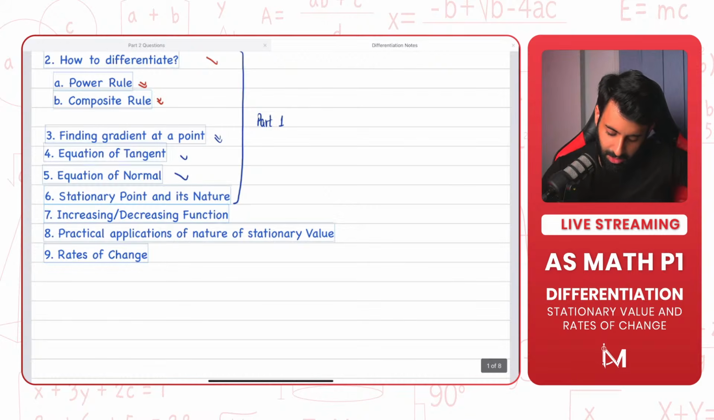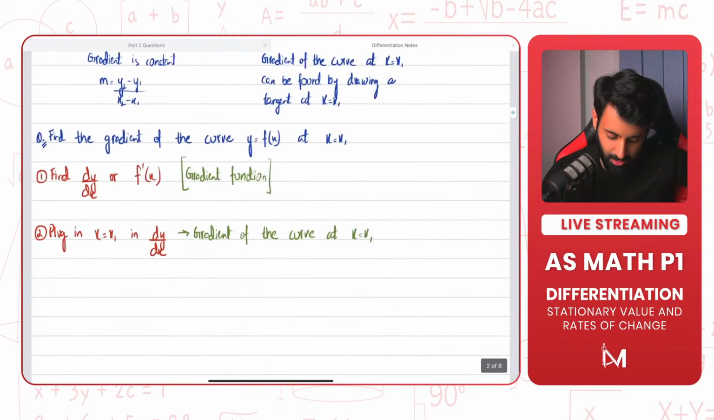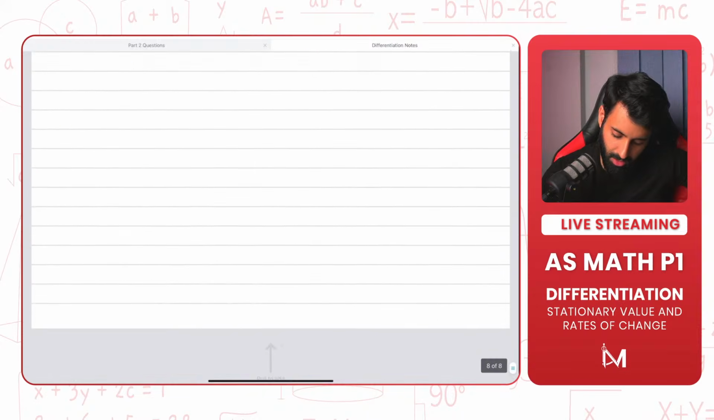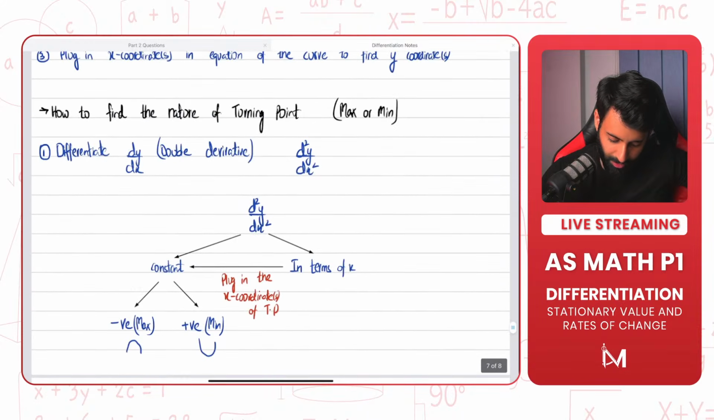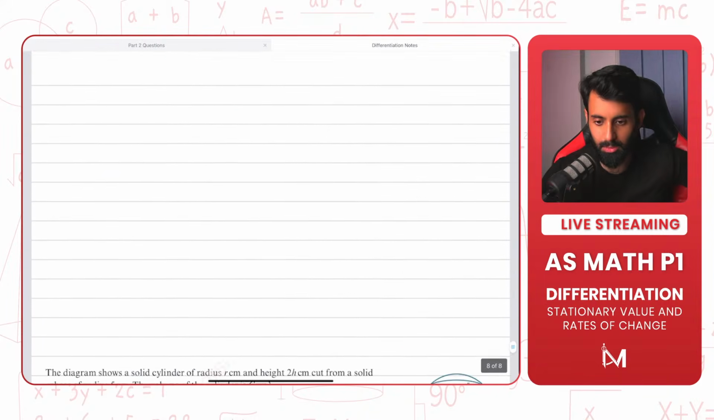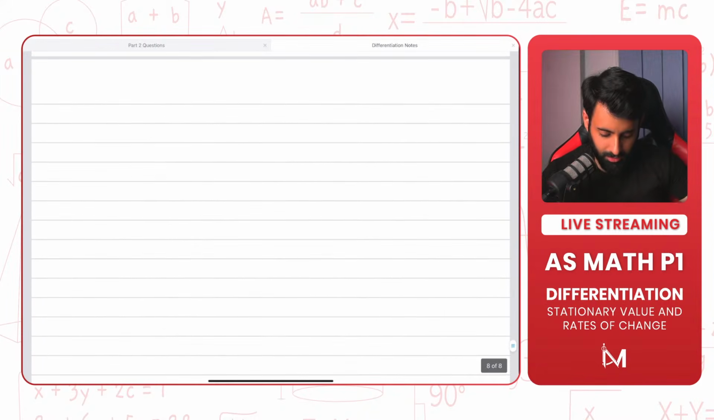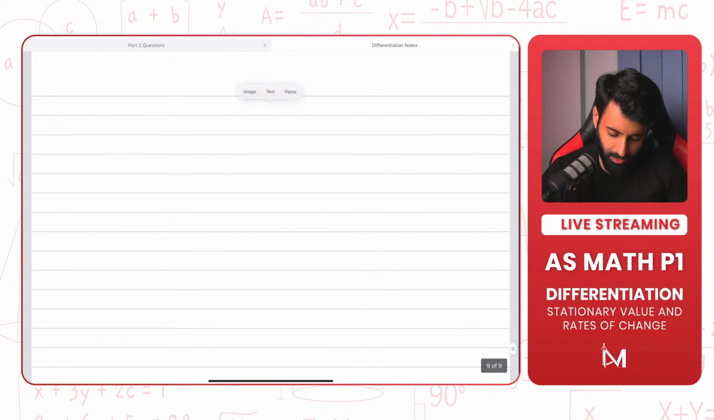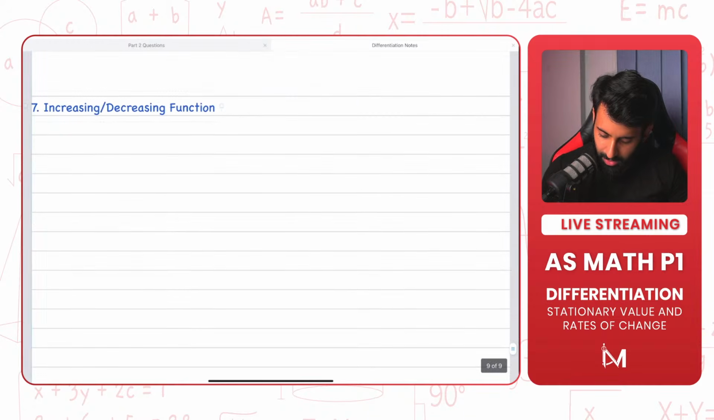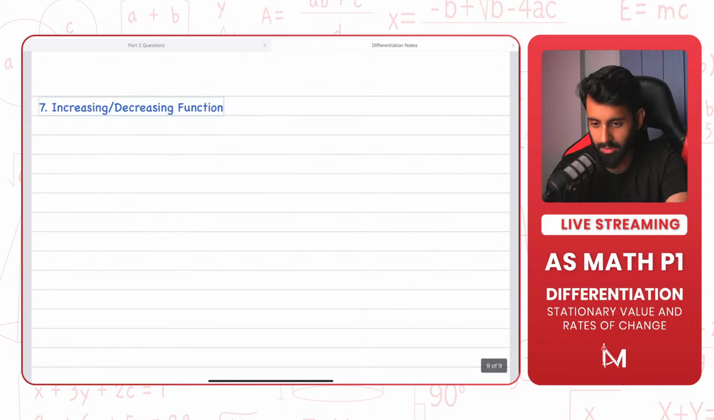So let's start with increasing and decreasing function. I've changed the order slightly, actually, the numbering slightly, but I will upload the updated document once we're done. Okay, so first let's go over increasing slash decreasing function.